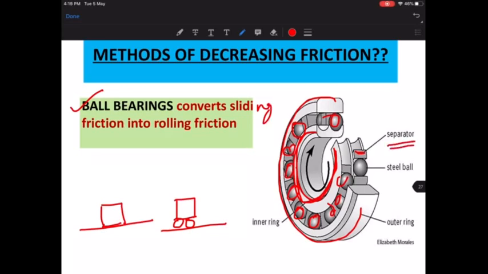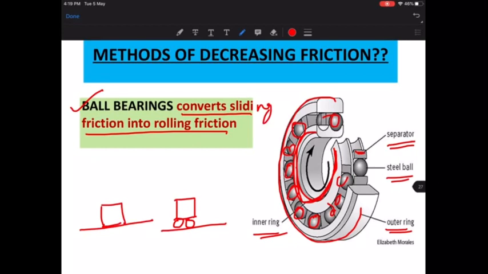That's all. These are the only parts that you have. You have an outer ring, an inner ring, a steel ball, and a separator. And if you see, these balls are rolling inside. You need not go deep into the parts and the working of the ball bearing. This much is enough for you. Understand that they convert the sliding friction into rolling friction.